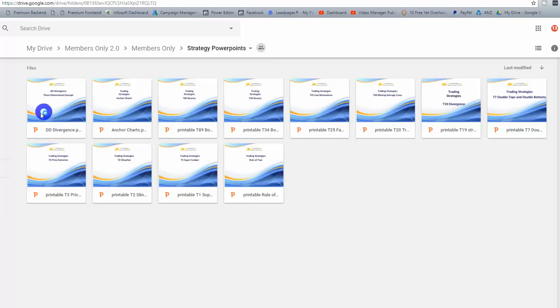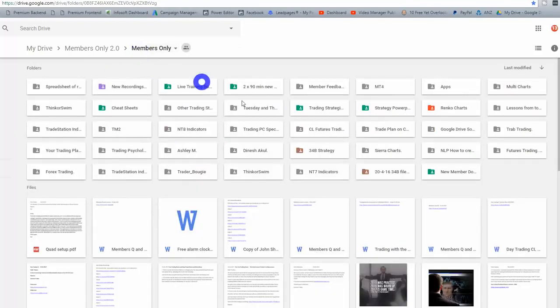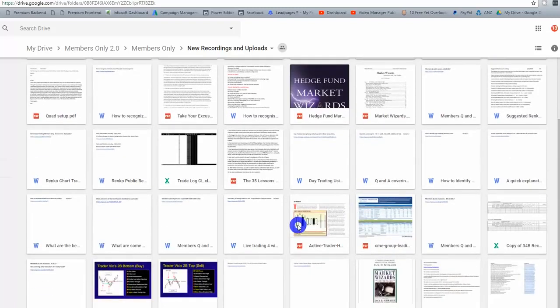Now the DD is the 1-2 double divergence strategy, and some members have got a little confused there. So DD is the 1-2 double divergence. Okay, so there's that. Also there are cheat sheets for my key strategies, so you want to focus on the strategy PowerPoints and the cheat sheets. Remember also that every week I upload new ebooks and handouts.